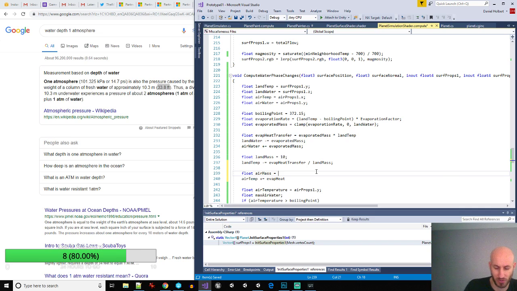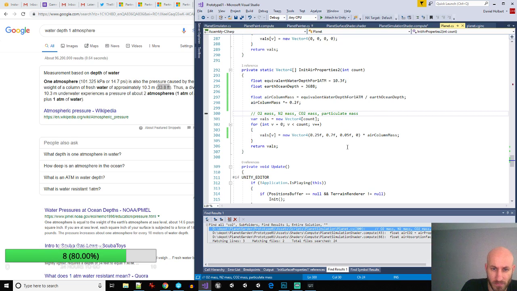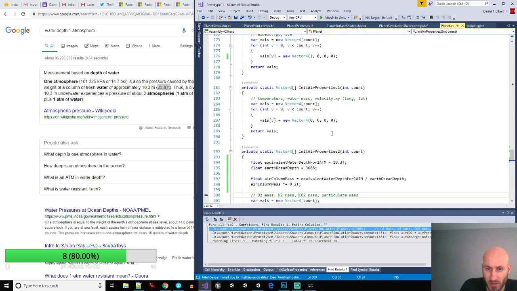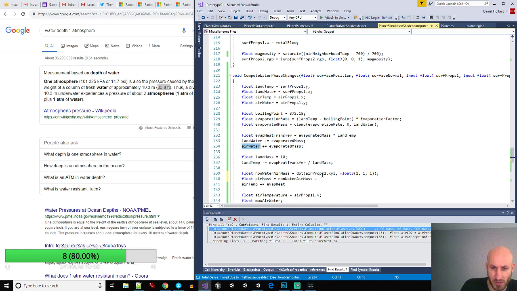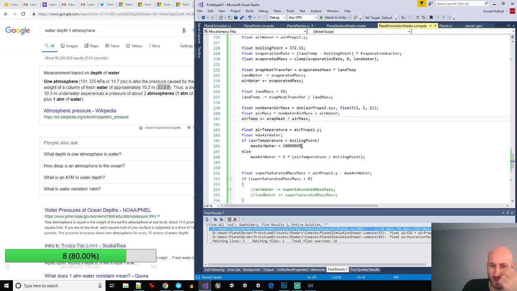So now back to the thing, I have to do the total air mass. For non-water air mass equals air props 2 CO2 is 3. But air mass equals plus the water mass. So that's like 100% even mixing of the water into the air, which wouldn't really happen, but it should be good enough.